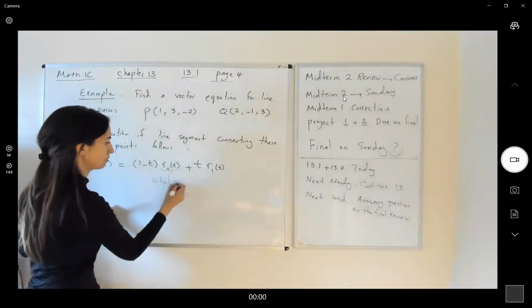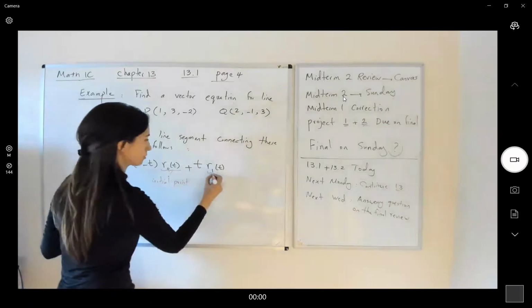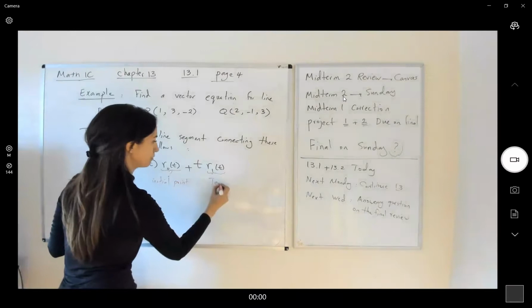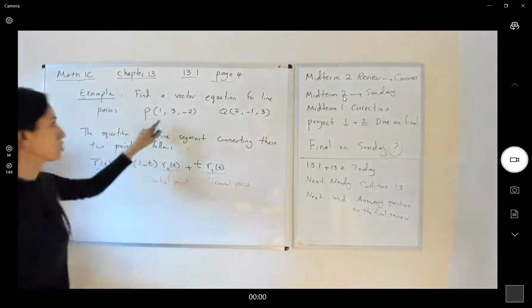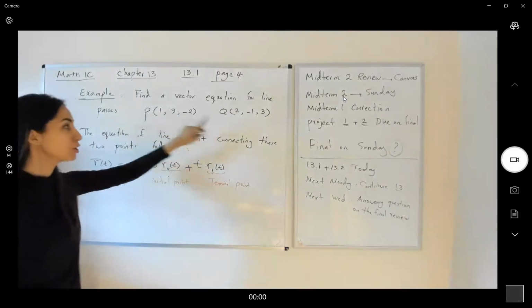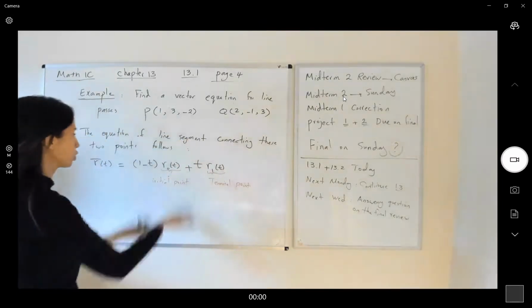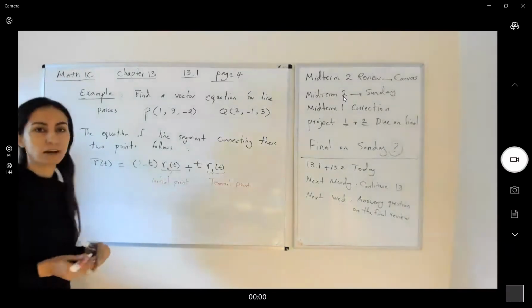Initial point and terminal point. So suppose you take P as the initial point and Q as the terminal point, just plug them in and write down the equation.